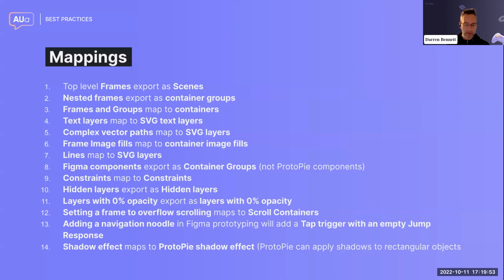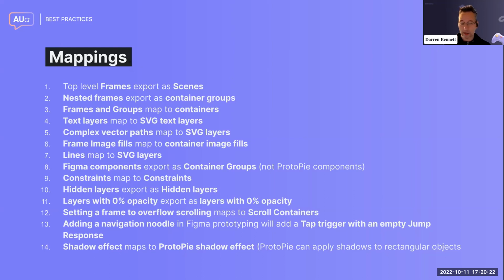Complex vector path. Anything that's a complex vector path is going to come in as an SVG layer. You can, of course, like I said before, make that editable, so you can control the fill and stroke and things like that, which you wouldn't get just by having an SVG layer. As we've seen, frame image fills map to container image fills, and there are a few different options you can do there, but they're not completely aligned right now. So just bear that in mind.